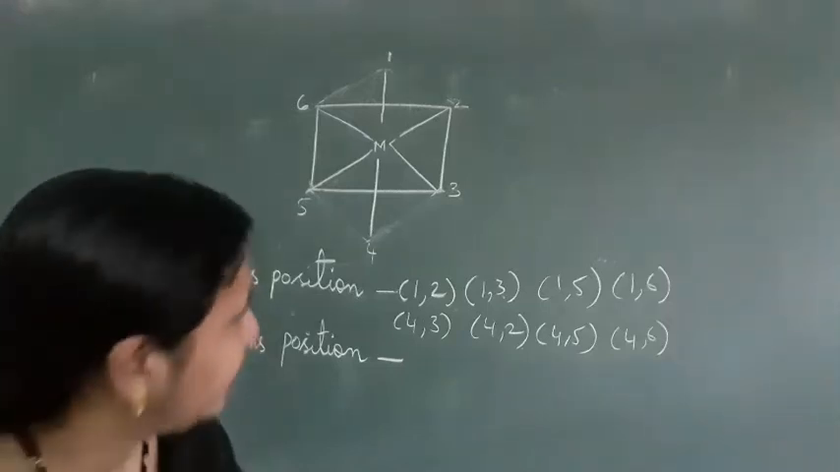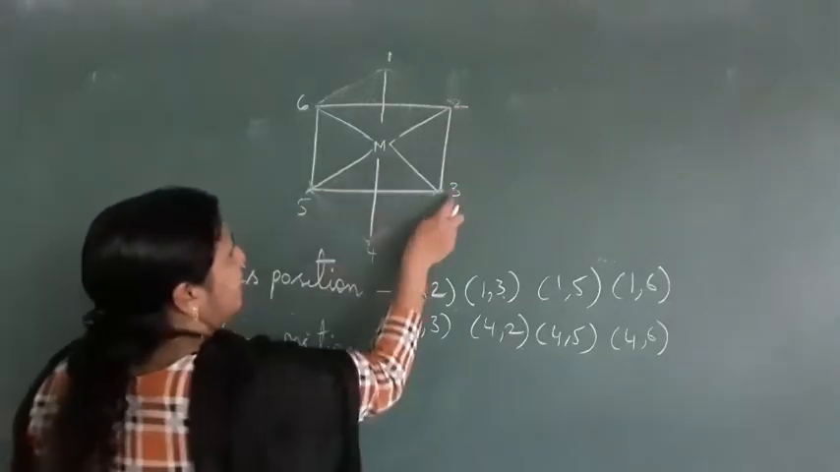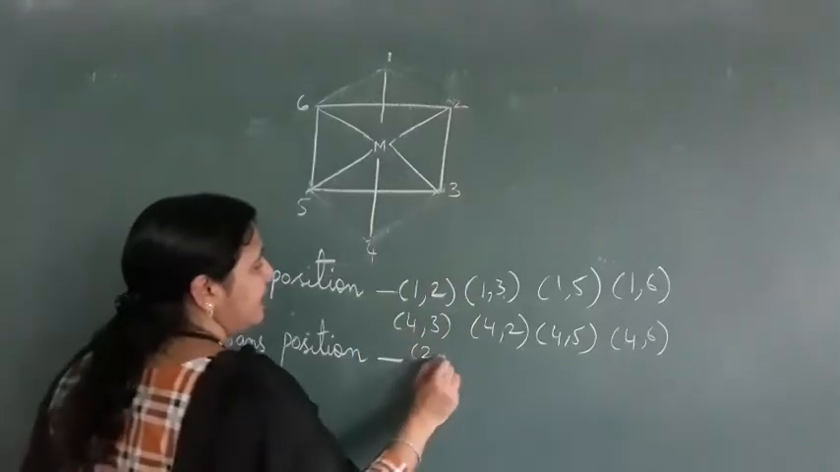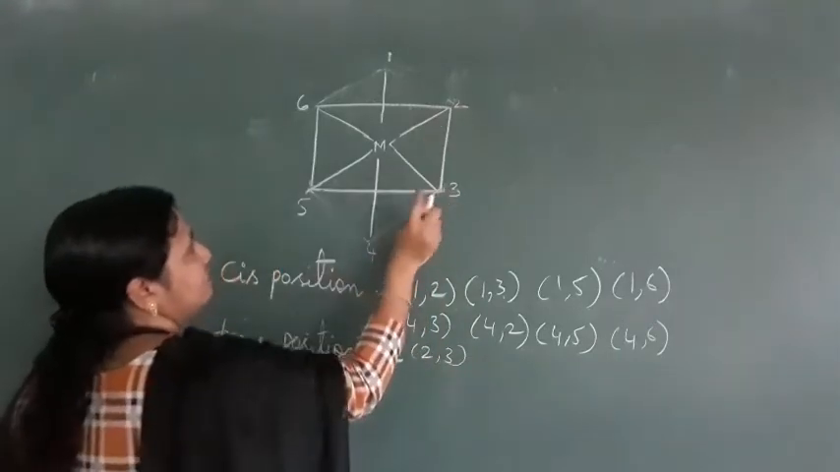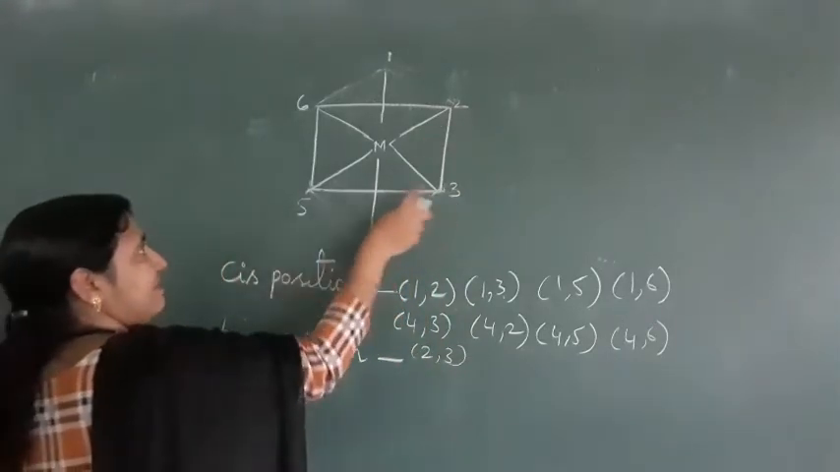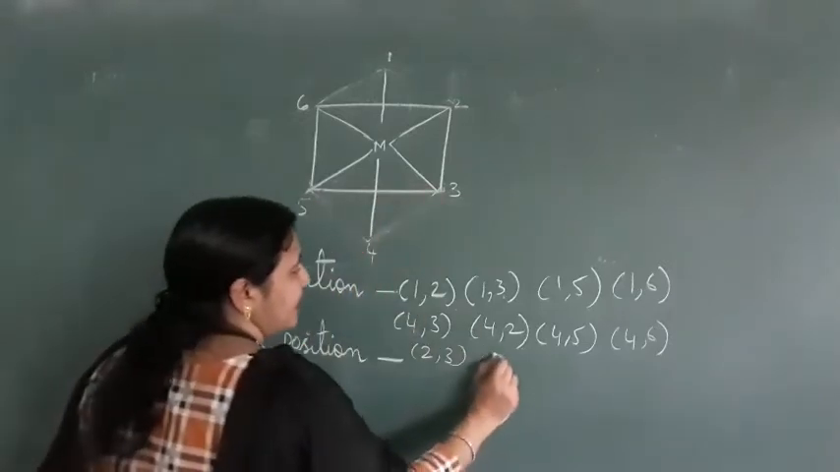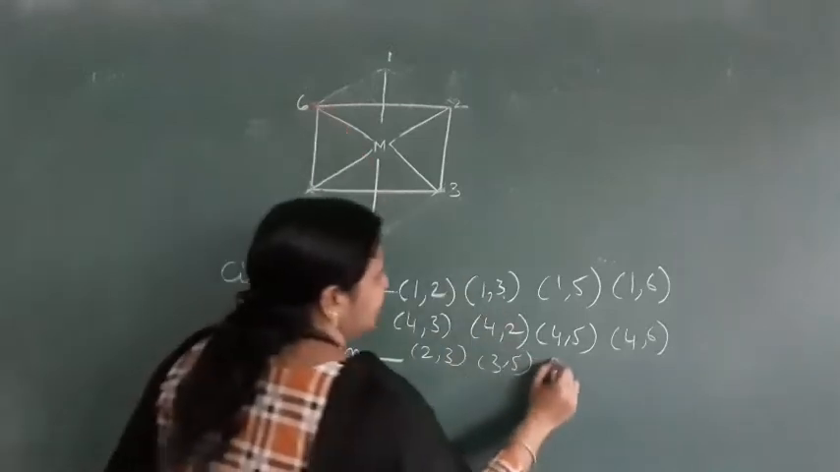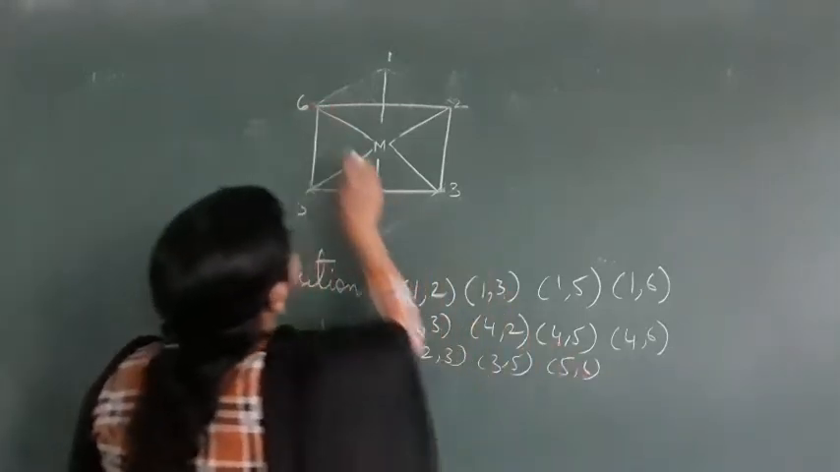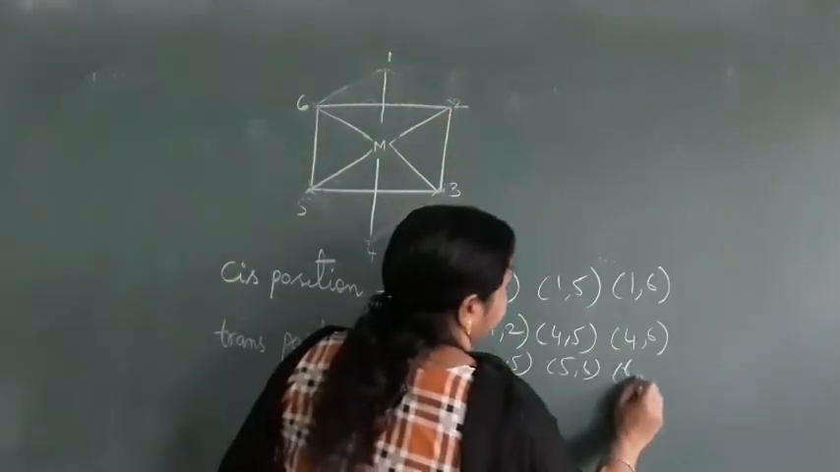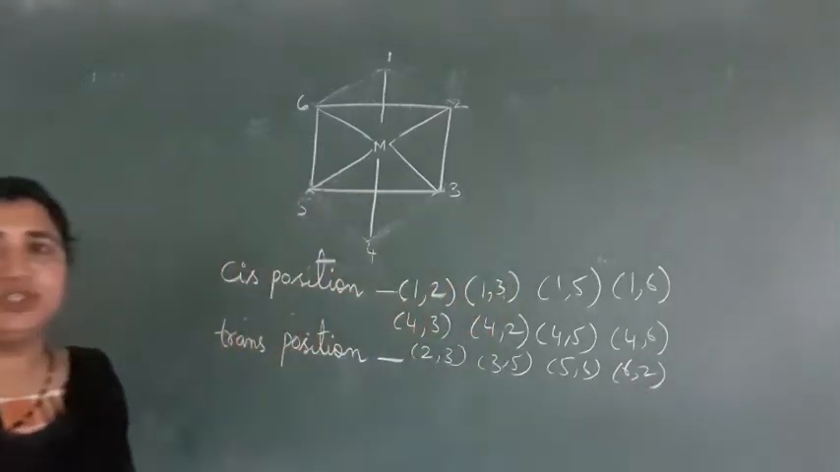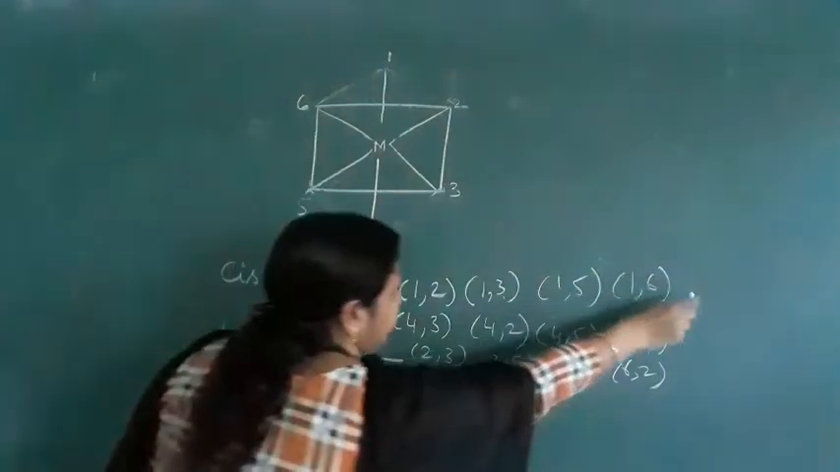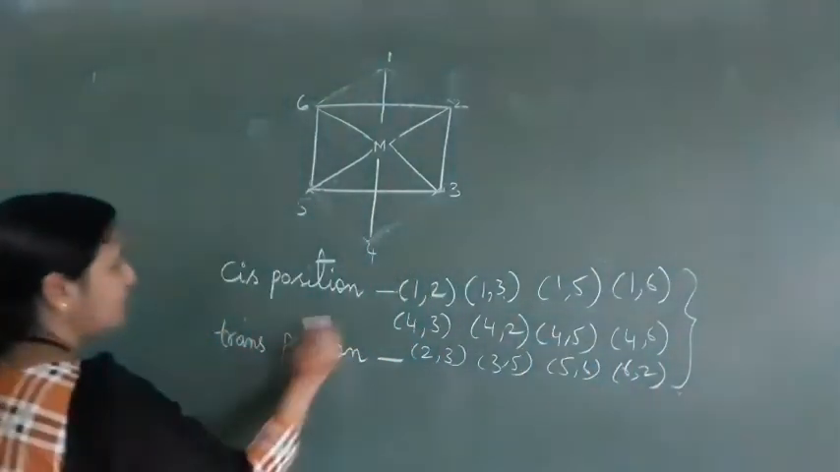Okay, and again we have here 2 and 3. This one also is at 90 degrees. 2 and 3 is also a cis position. And 3 and 5, this one, also a cis position. And 5 and 6 is also a cis position. And 6 and 2 are also cis positions. So this many cis positions we have in the octahedral.